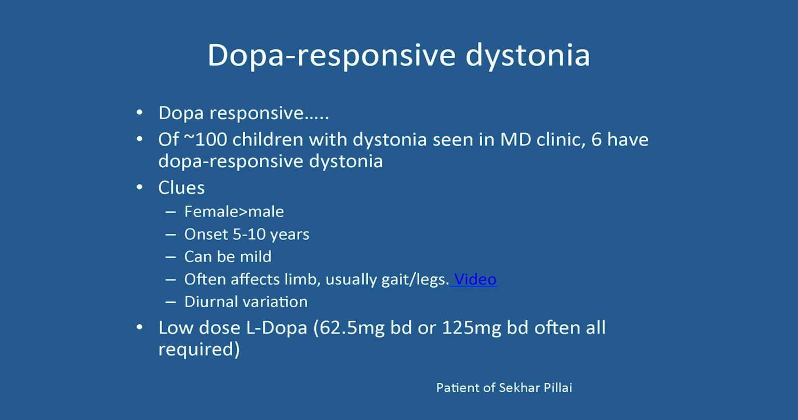Females are more affected than males. Onset's usually 5 to 10. It can be mild, always affects the limbs, usually the legs, and causes problems with walking. Here's a young girl and how she presented.